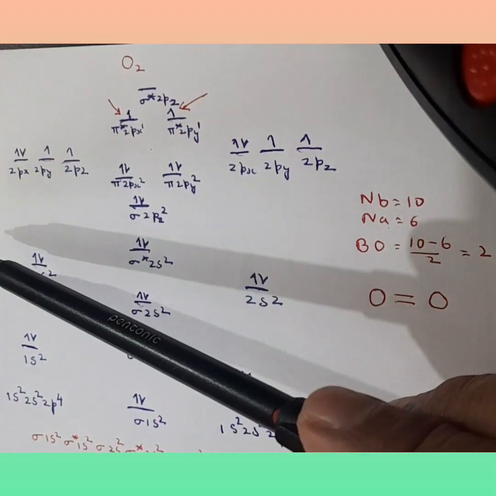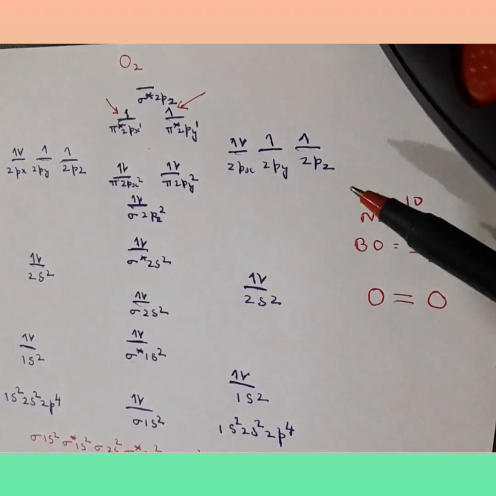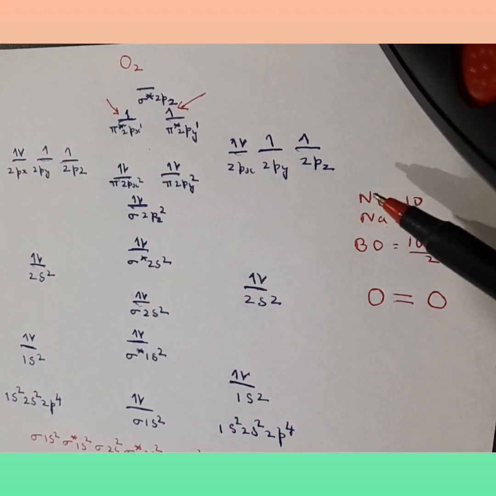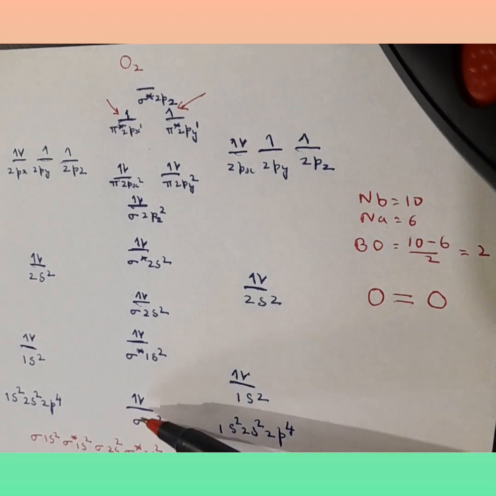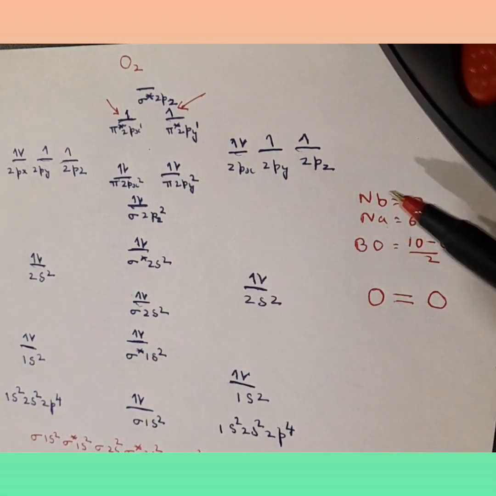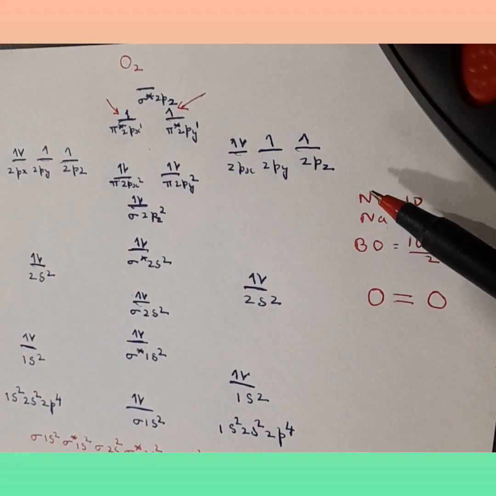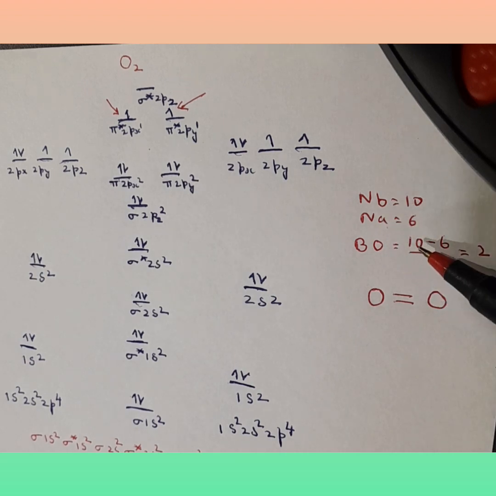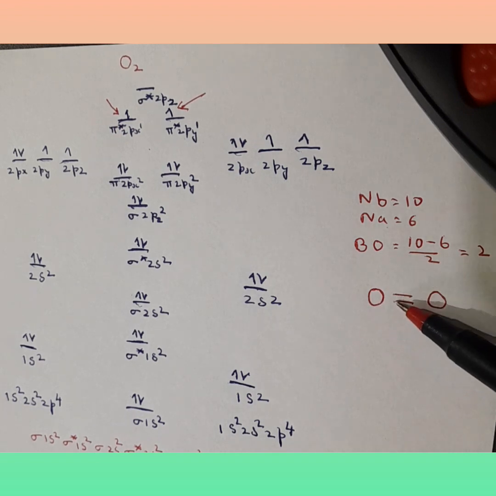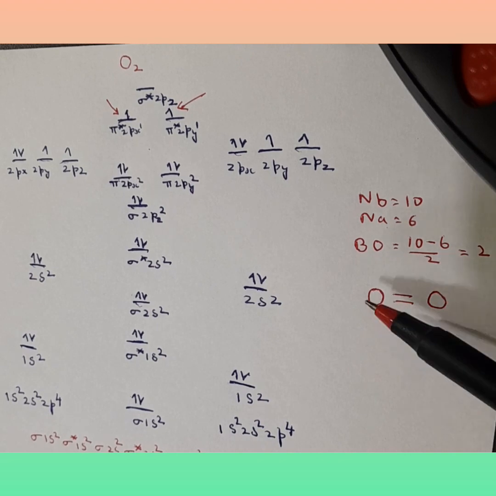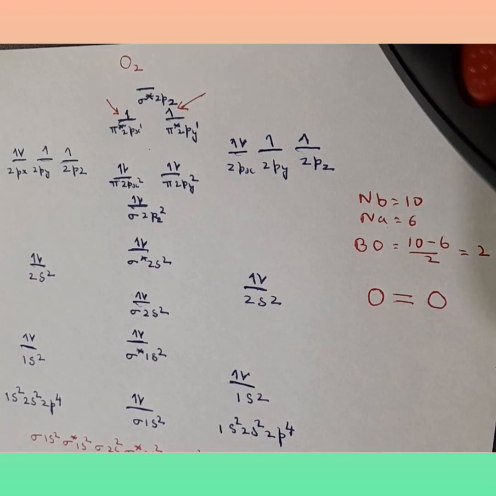Alright, now let's understand the bond order. Now in case of bond order, we know the number of bonding electrons is 10 and the number of antibonding electrons is 6. If we find out from here, we will see that we have got 10 bonding electrons and 6 antibonding electrons. So bond order is 10 minus 6 upon 2, which is 2. So diatomic oxygen has 2 bonds between the oxygen atoms. This is all about molecular orbital theory, MOT.